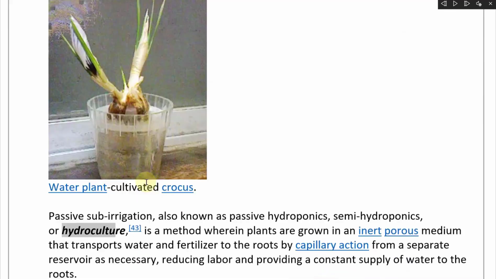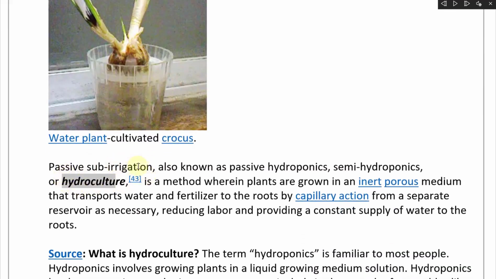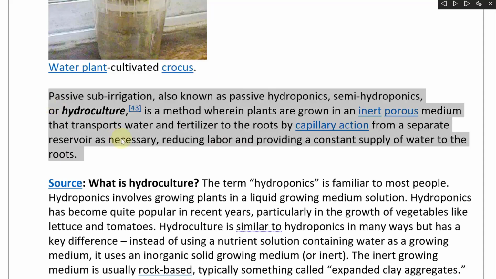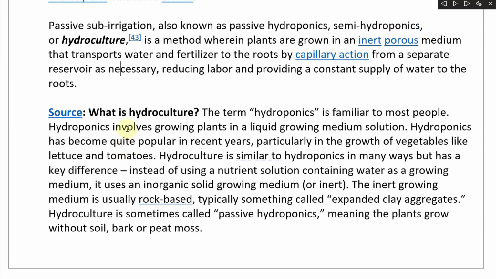But now if you want to look at hydroculture, because remember this is a subset of hydroculture, you're basically dealing with water and growing it like that. Passive sub-irrigation, also known as passive hydroponics, semi-hydroponics, or hydroculture, is a method wherein plants are grown in an inert, porous medium that transports water and fertilizer to the roots by capillary action from a separate reservoir as needed, reducing labor and providing a constant supply of water to the roots. The description was from Wikipedia, but it didn't make that much sense until you actually see the difference.